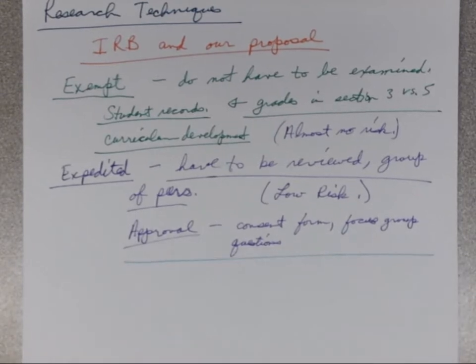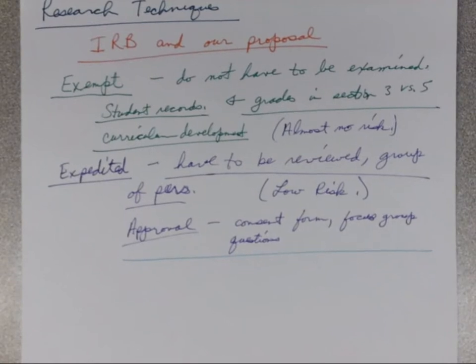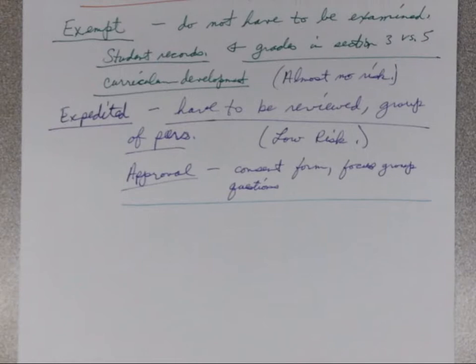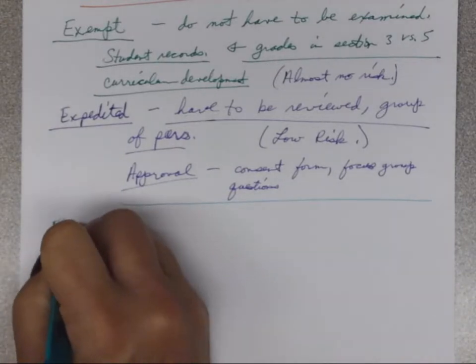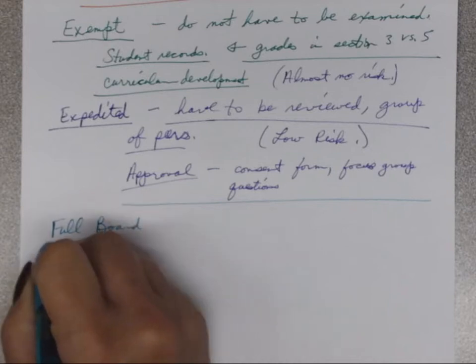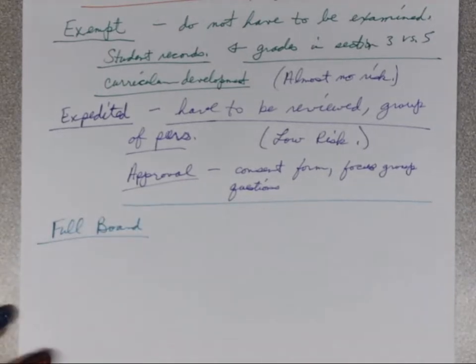The one that I'm doing right now is expedited, even though I felt like it should probably be exempt. They didn't do what I wanted them to do. And then the last type that we have here at A&M Commerce, and most places run about the same that I've seen, is the full board. Now, the full board is actually going to take longer.